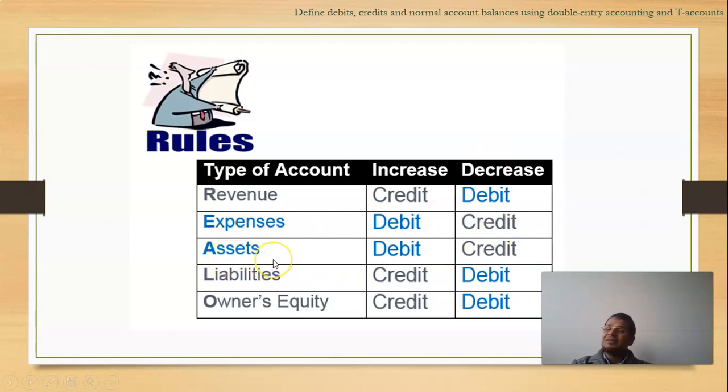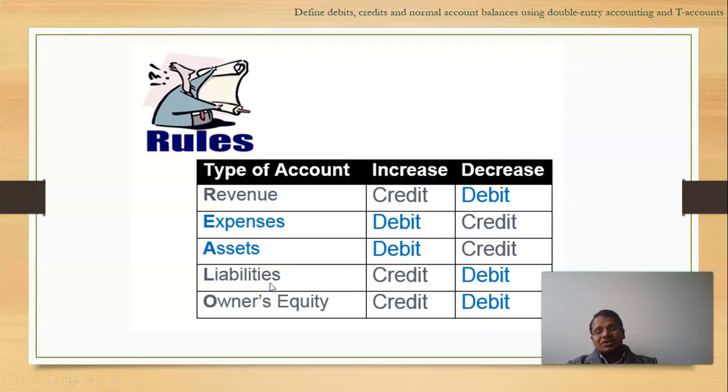Asset account, any asset account, can be furniture account, machinery account, cash account, computers or utensils, stationery, whatever the assets, building account, land account. If we purchase any asset, if any asset increases in the organization, it should be debited. If an asset decreases for any reason, it should be credited.